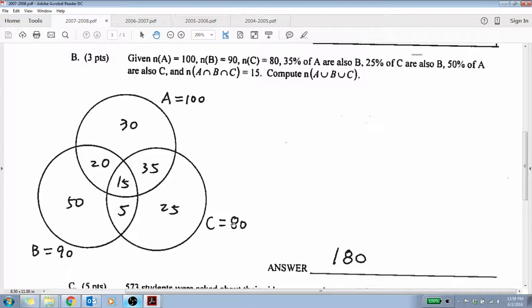Now to answer the final question, it says, compute the number of elements in A union B union C. Or essentially, how many elements are in all three sets together. Okay, be careful you're not counting in the overlap. So if we count up all the individual parts, the 30 plus the 20 plus the 15 plus the 35 plus 25 plus 5 plus 50, you add each part together, you're going to get 180, and that's your total answer.